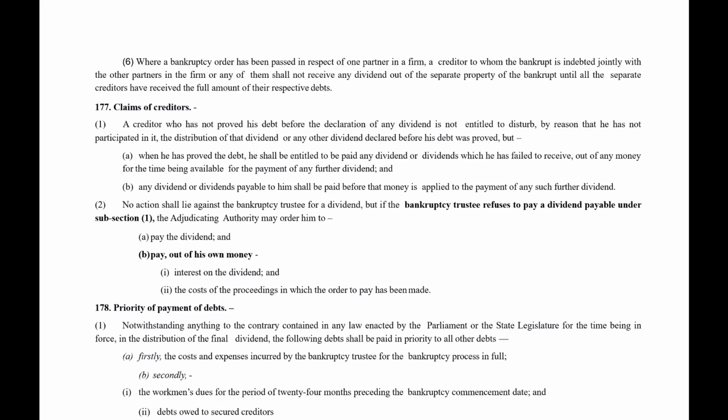ठीक है. तो separate property of the bankrupt is to be utilized for the separate creditors, ठीक है, for his individual creditors, and property of the firm is to be utilized for the debts of the firm. This is the meaning basically, 177. Because even if you are a partner, you may be having some individual debts also. है ना? तो this is the meaning. 177. Claims of creditors. Last section, आज के लिए.